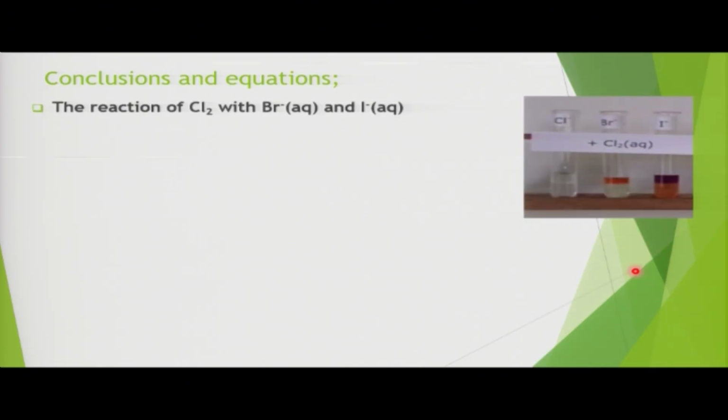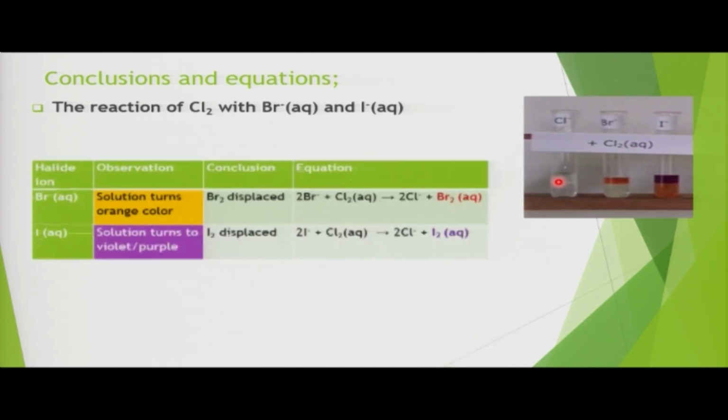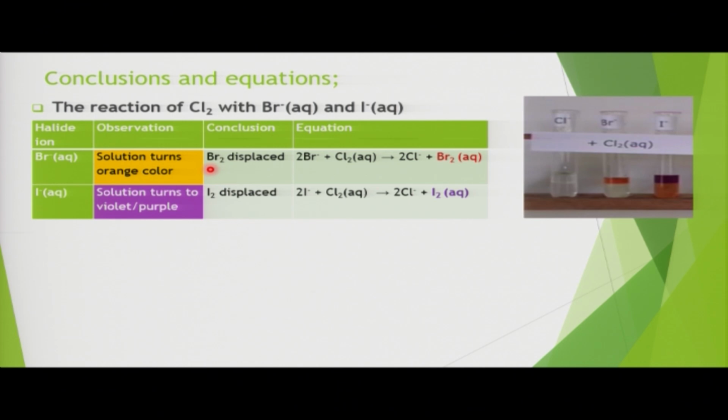When you react chlorine with the bromide and an iodide, what happens? The bromine is displaced from the bromide ion. In other words, the bromide loses electrons. The electrons are gained by the chlorine to form a chloride, which is colorless in this case, and the bromine as a molecule. In the presence of cyclohexane, it appears orange, as you see the orange color. Look at this illustration. You see the orange color.